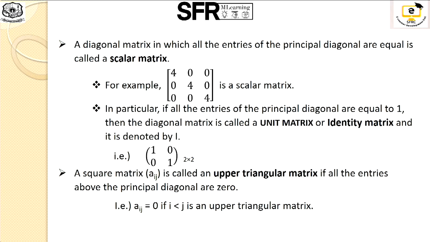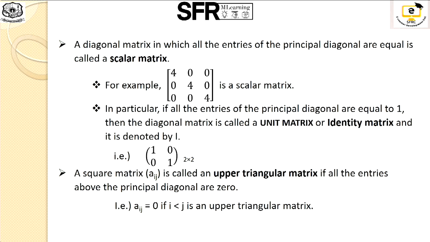A diagonal matrix is said to be a scalar matrix when the principal diagonal entries are all the same scalar number. Here, for example, the principal diagonal entries are the scalar 4, 4, 4. It is a scalar matrix. Any scalar may be given on the principal diagonal.